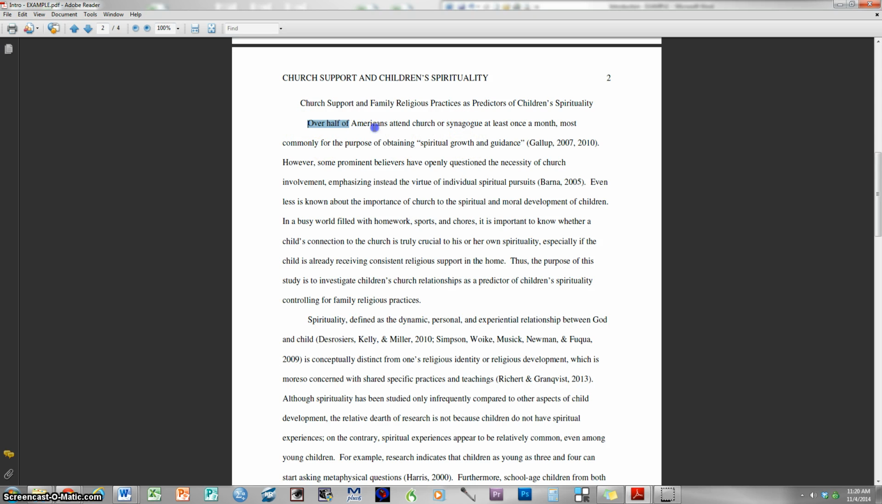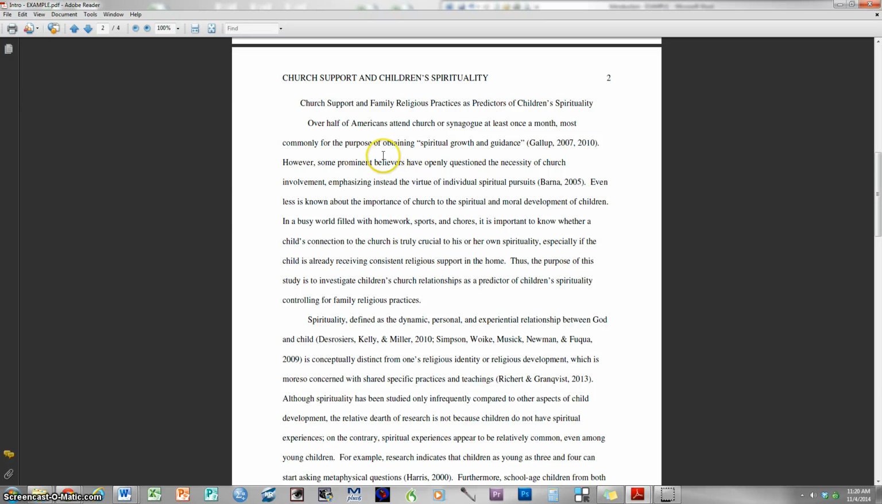I notice that when we use a frequency, over half of Americans, that requires a citation. A lot of times people like to start their paper talking about the frequency of an event because it establishes the importance. Hey, this applies to over half of Americans. So we're talking about hundreds of millions of people. It's an important problem, but it does require citation.